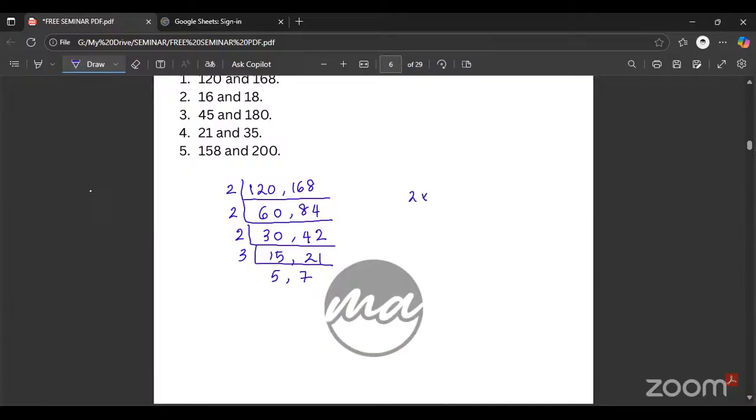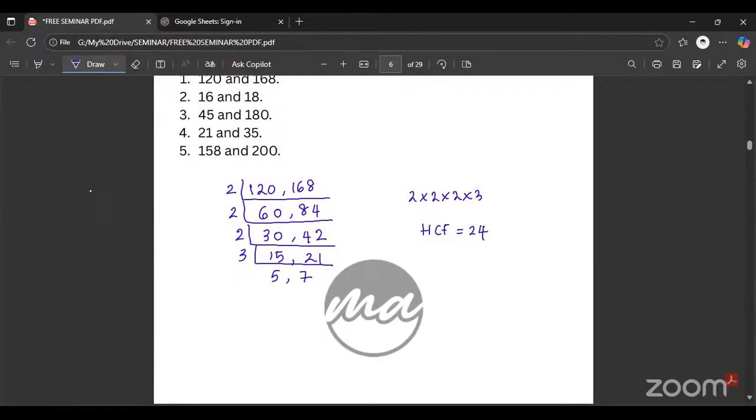Then what we do? We say 2 into 2 into 2 into 3. 2 into 2 is 4. 4 into 2 is 8. 8 into 3 is 24. So our HCF for the first question is 24.